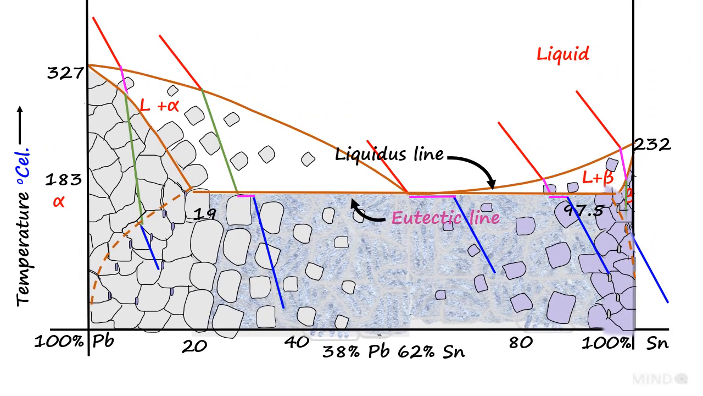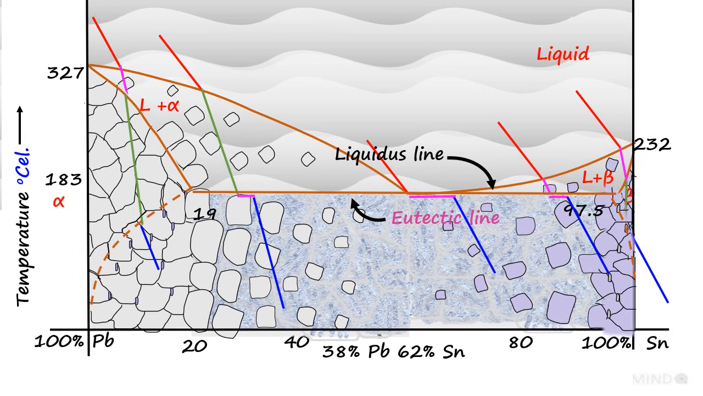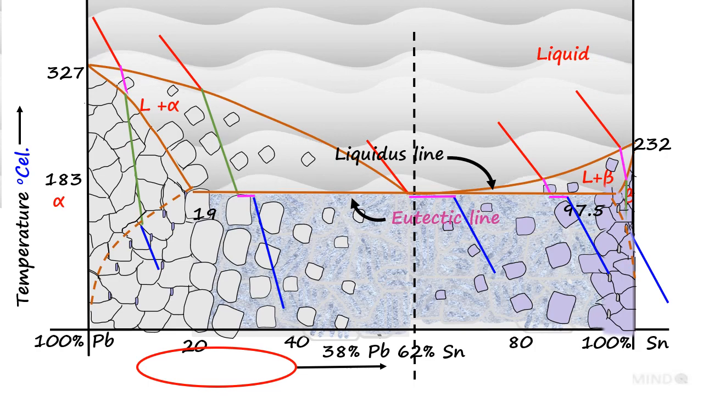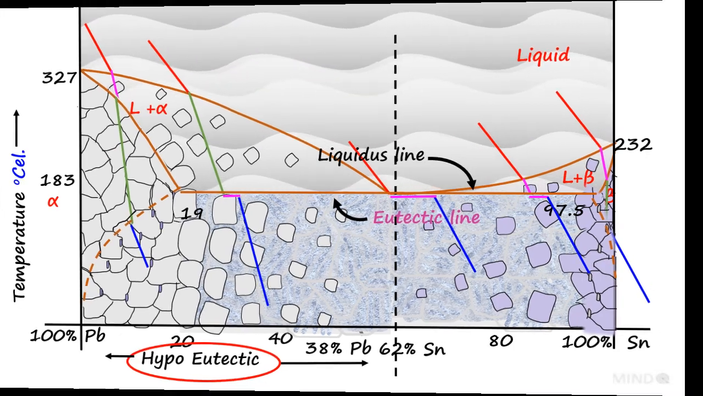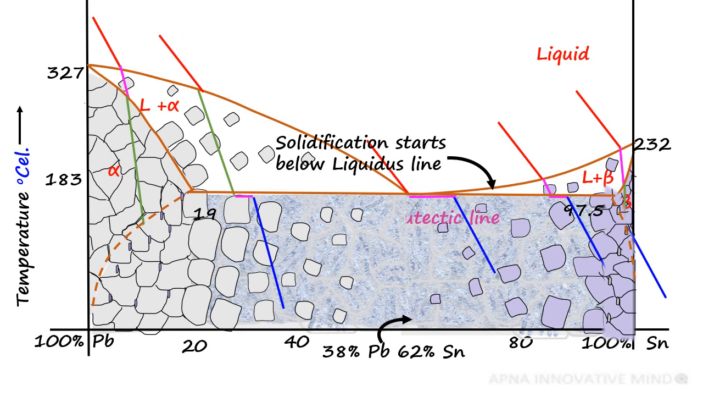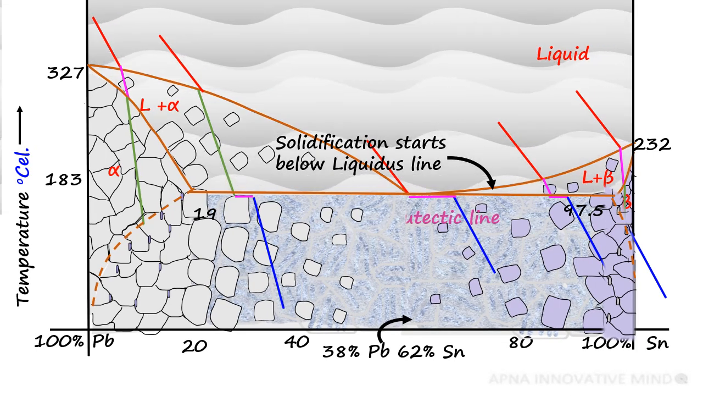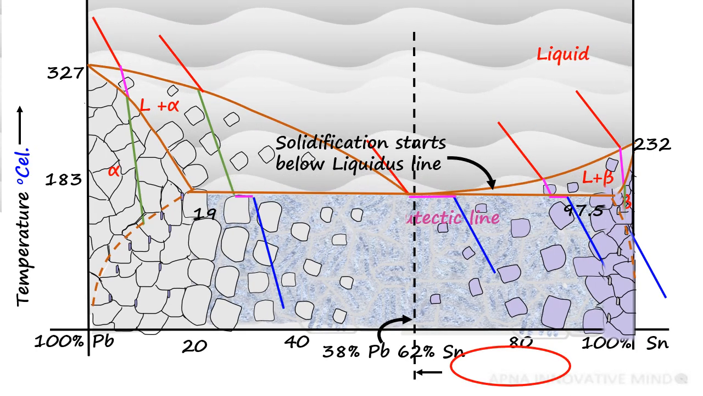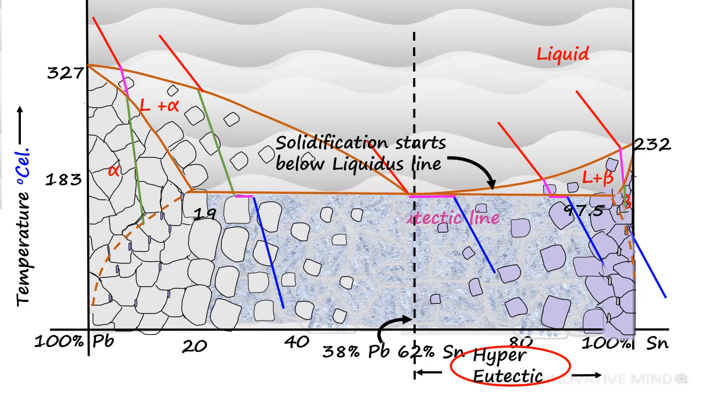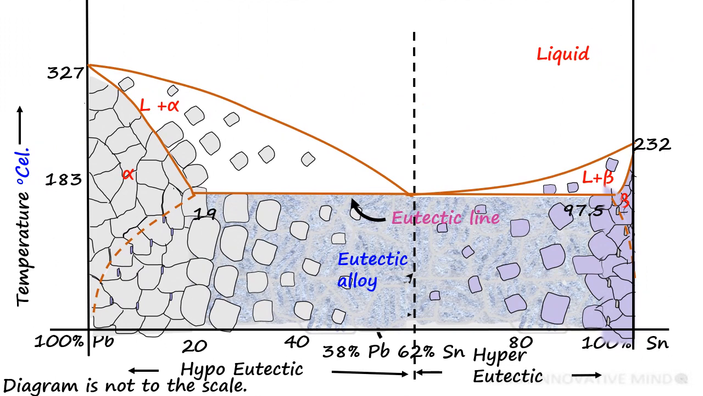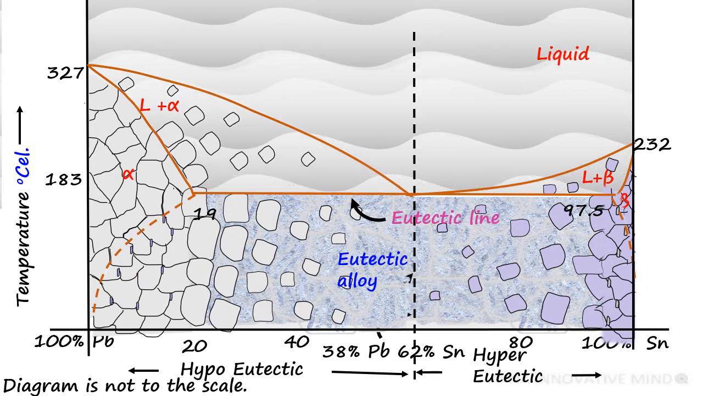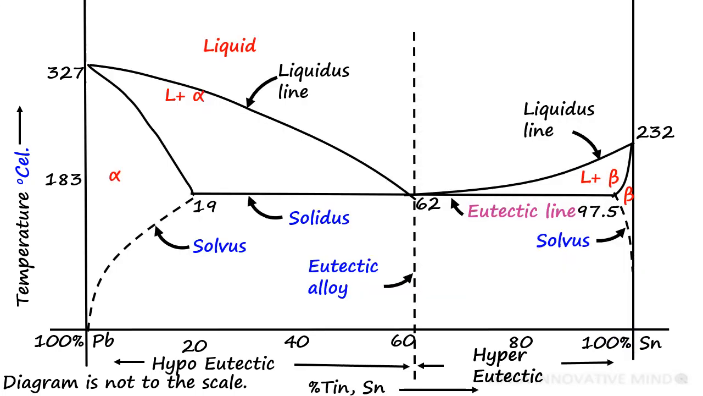When the alloying element percentage is less than the eutectic composition, it is known as a hypoeutectic alloy. When the alloying element percentage is more than in the eutectic alloy, it is known as a hypereutectic alloy. Now we put all the cooling curves together and then draw the phase diagram for lead and tin alloy. This is how it will look.